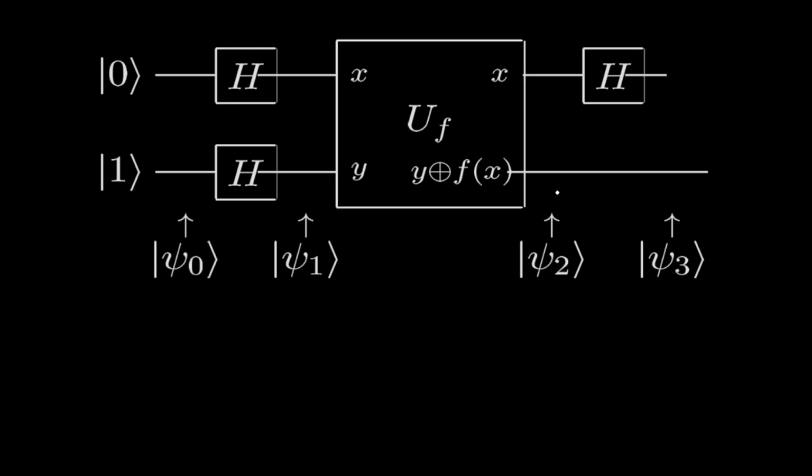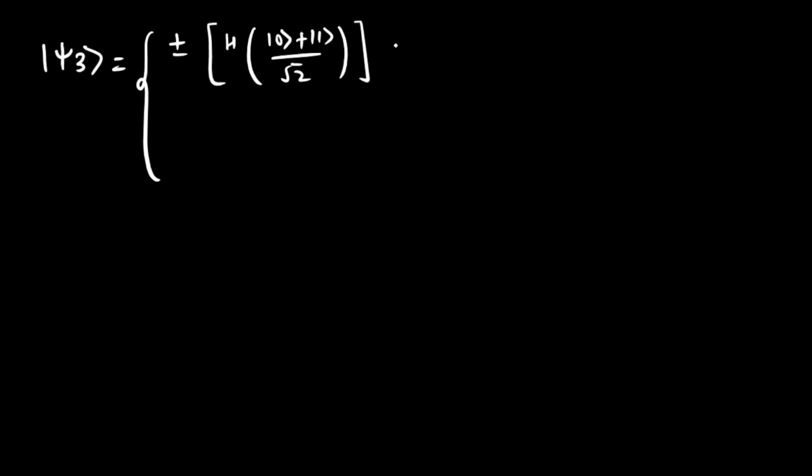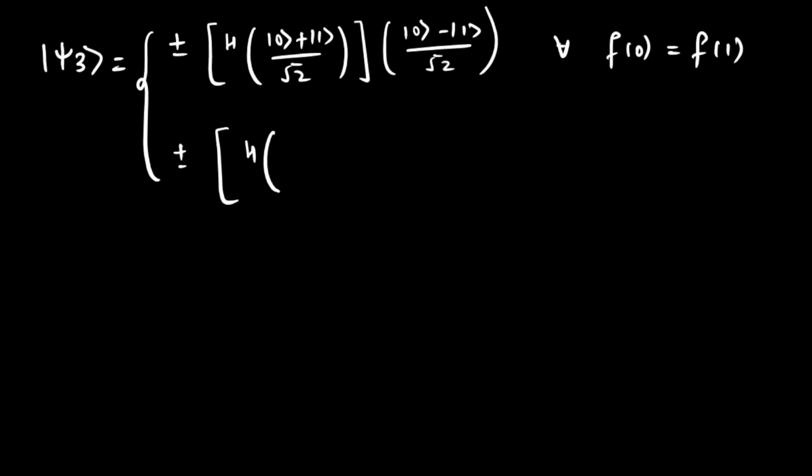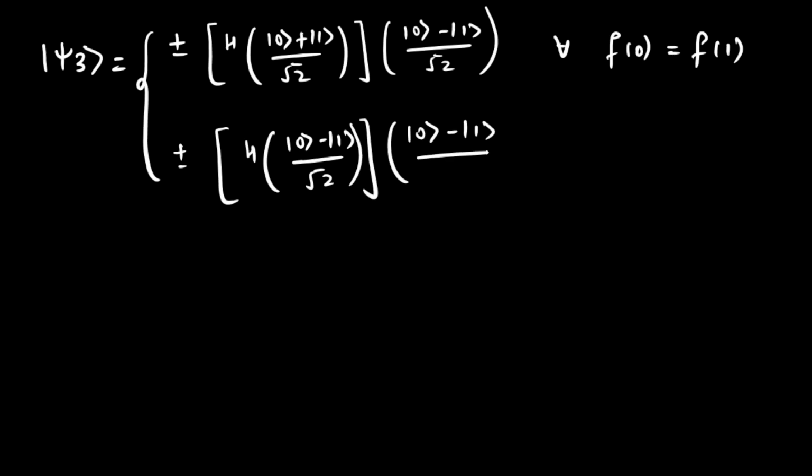Now from the circuit, we can see that after getting psi2, the first qubit of psi2 is operated by the Hadamard gate in order to get psi3. So psi3 will be equal to plus or minus H operating on (|0> plus |1>)/root 2, that is the first qubit of psi2, (|0> minus |1>)/root 2 for all f(0) equal to f(1), and plus or minus H operating on (|0> minus |1>)/root 2 and (|0> minus |1>)/root 2, that is on the first qubit for all f(0) not equal to f(1) case.